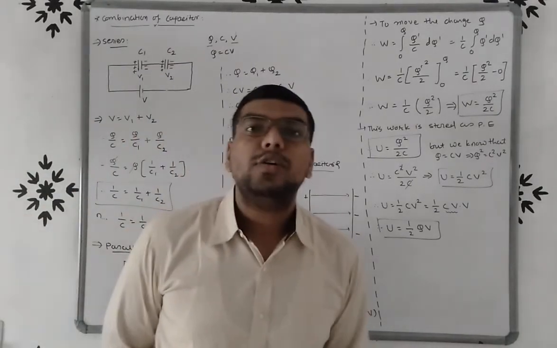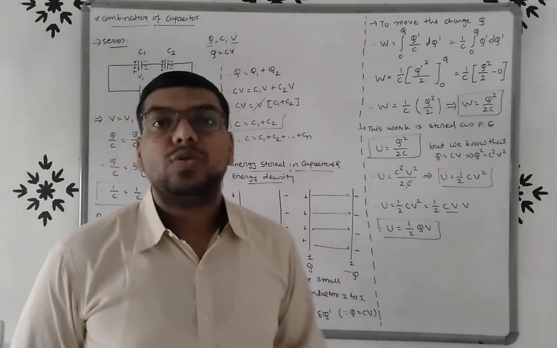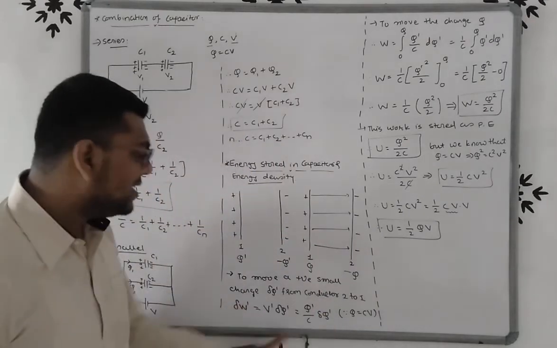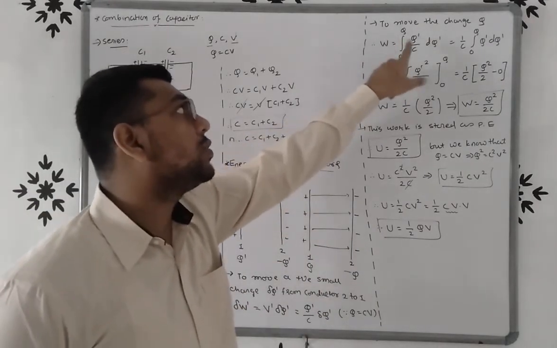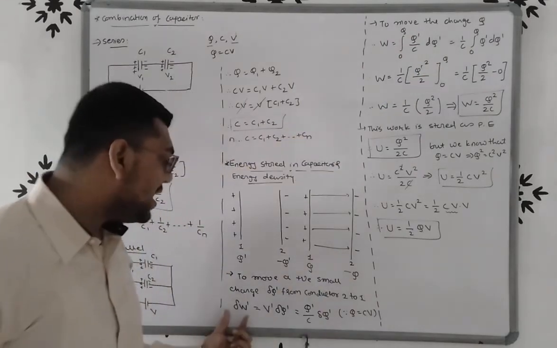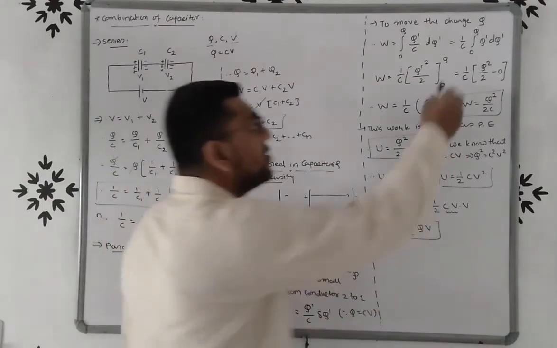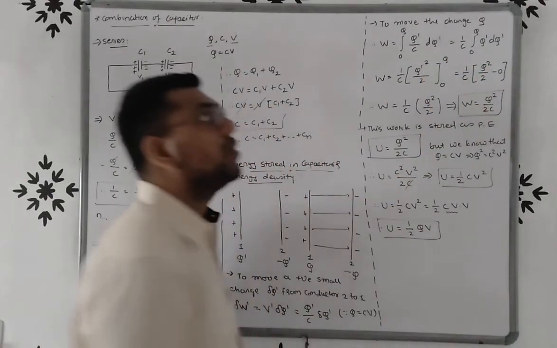But we want to move a charge Q. So to find this work, we have to take the integration of this equation. So W is equal to the integration from 0 to Q of del W dash, that is, Q dash by C dQ dash. Here we take 1 by C common. So integration from 0 to Q of Q dash dQ dash.